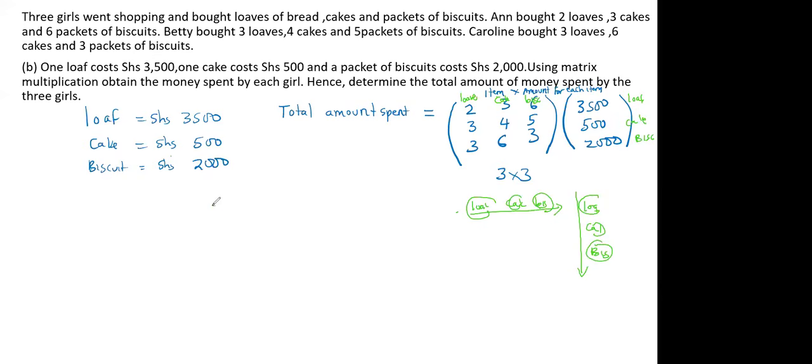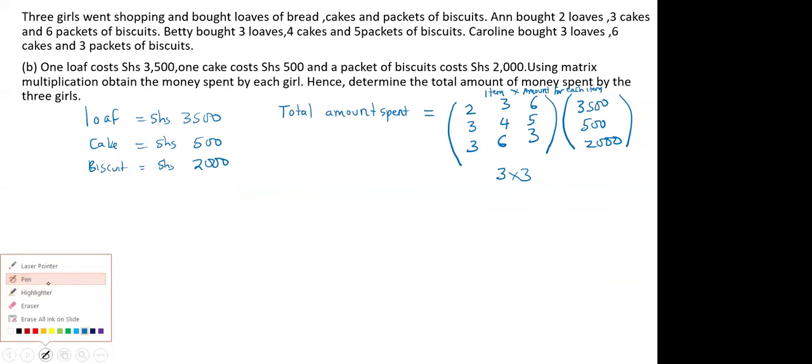So in case you write your items like this in a row format, then it means that your money, you are going to write it in a column format. So that one, you reason out. You ask yourself, is the thing I'm multiplying matching with the other item? Yes, a loaf and a loaf. A cake goes with the price of a cake. The biscuit goes with the price of the biscuits. So that one is going to be very, very important.